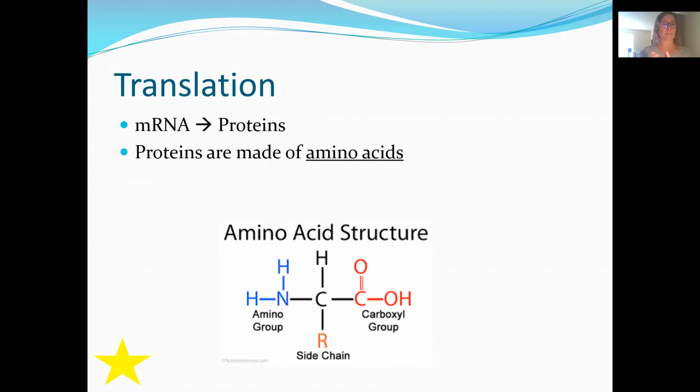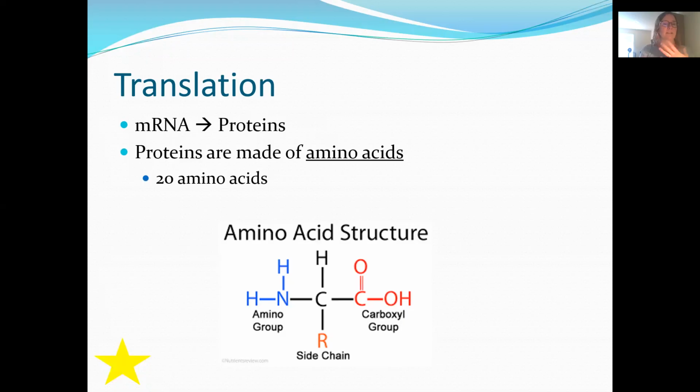Now, proteins are made out of amino acids, so not nucleic acids, and amino acids also have a specific structure where they have an amine group, that NH. They also have a carboxyl group, the COOH. And then they have the side chain. The side chain is what determines the type of an amino acid, and there's 20 different amino acids.